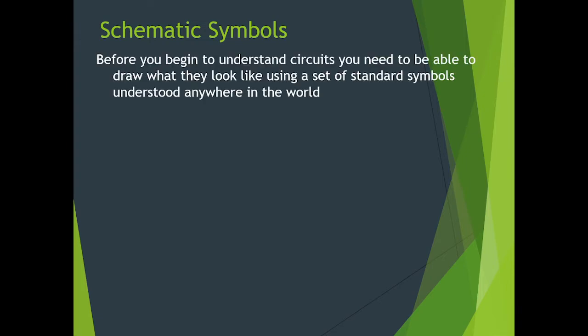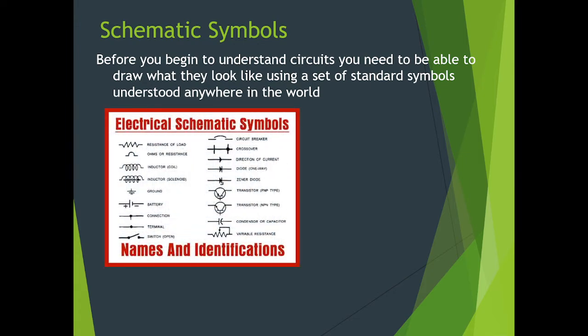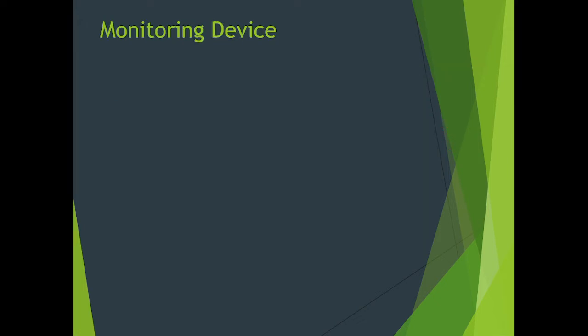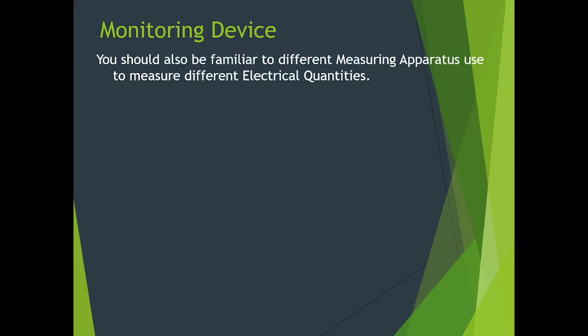Schematic symbols. Before you begin to understand circuits, you need to be able to draw what they look like using a set of standard symbols understood anywhere in the world. For the battery symbol, the long line is considered to be the positive terminal and the short line denotes the negative terminal of the battery. You also need to familiarize yourself with the measuring apparatus or monitoring device used in circuit analysis.